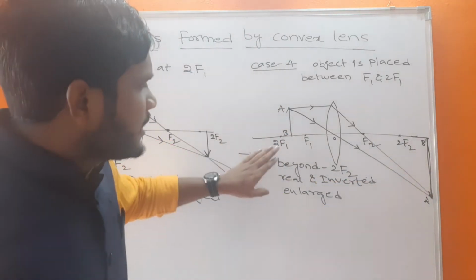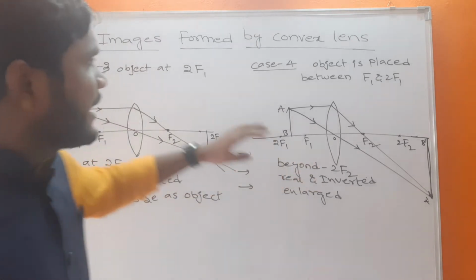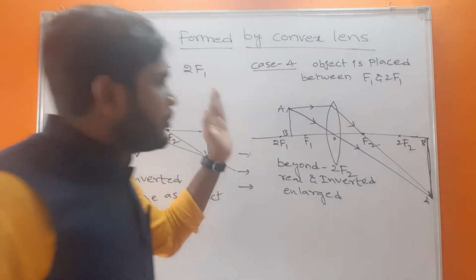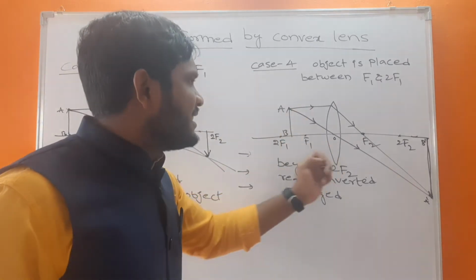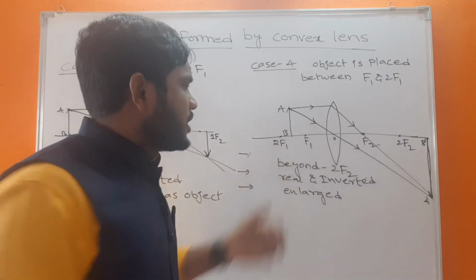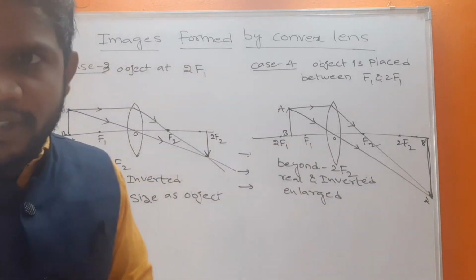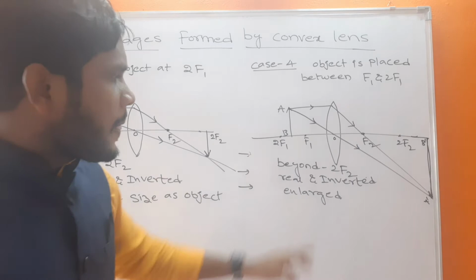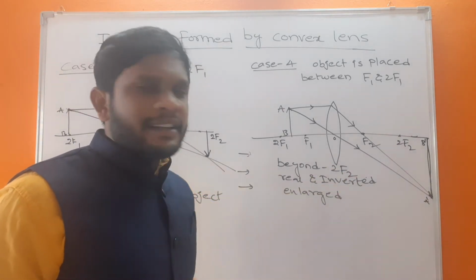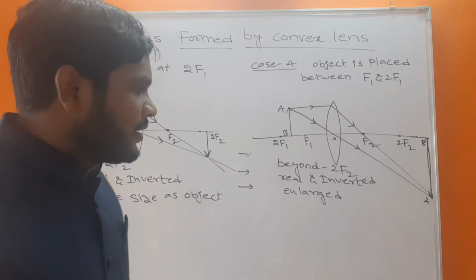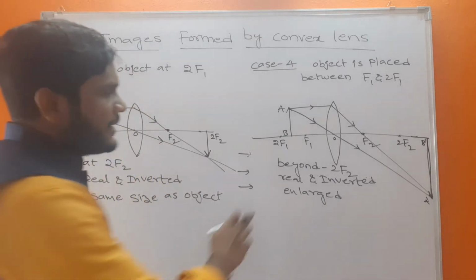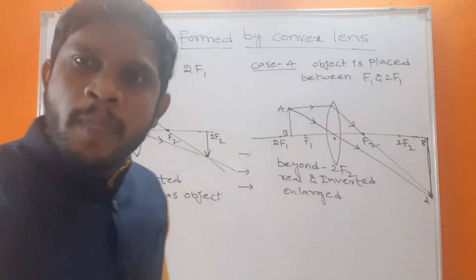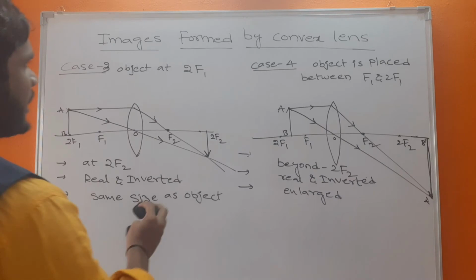When the object is placed between 2f1 and f1, in case 3 we placed the object at 2f1. But in case 4, we brought the object closer to the lens. So here we can see the object between 2f1 and f1, and the image is formed behind 2f2. Coming to the characteristics: real, inverted and enlarged. This is what we can see in case 4. Now let's move on to case 5.